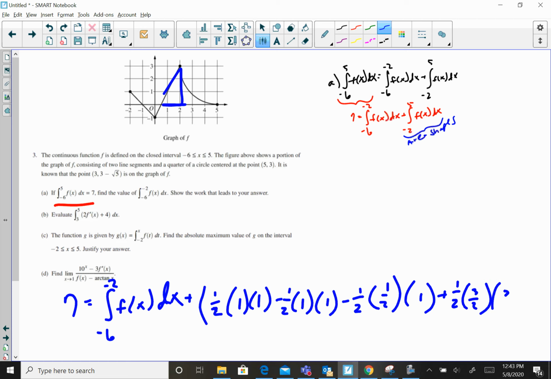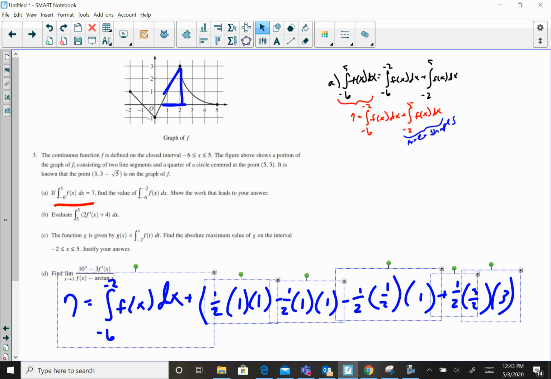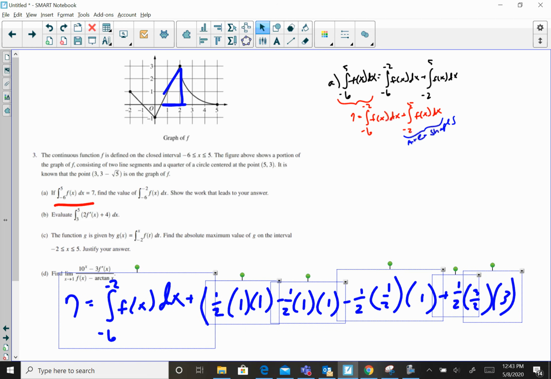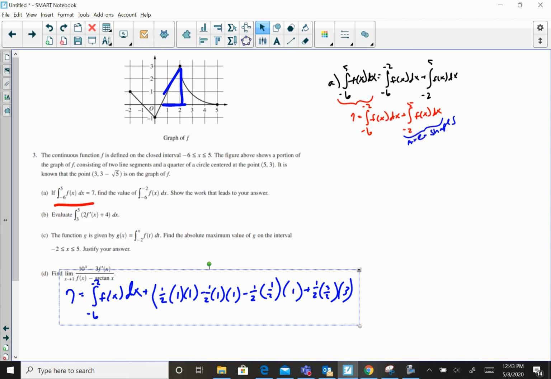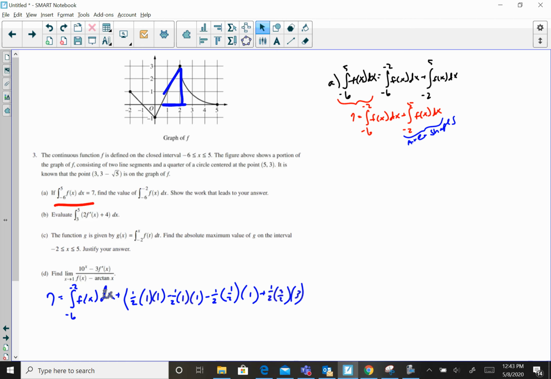Height is 3. And last I have to do that circle. Now that circle is going to be hard because I don't actually want the area of the circle, unfortunately. I want the other portion. So the circle itself goes this way. I want this area.